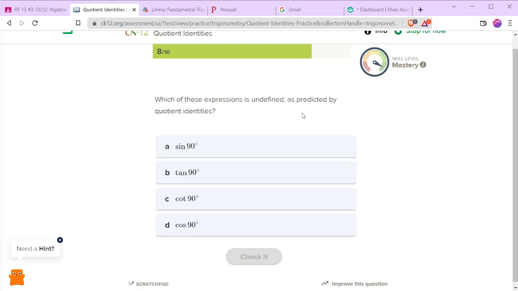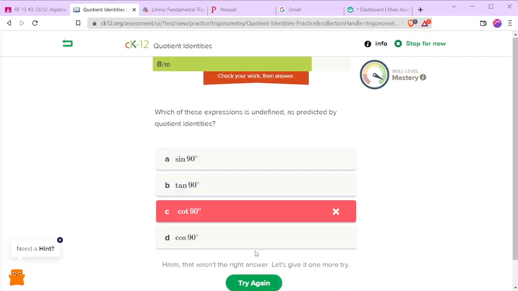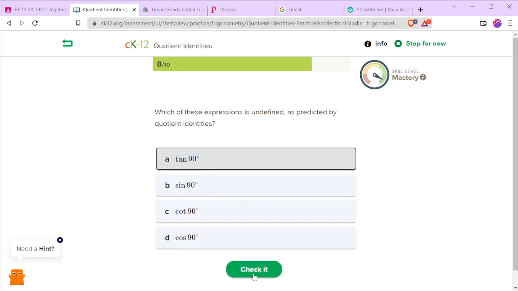So which of these is undefined as predicted by the quotient identities? Sine of 90 is 1. Cos of 90 is 0. Tan of 90 is 0. Cotan is 1 over 0. That's the undefined one. Oh, sorry. Tan is the sine over cos. I had that one upside down.